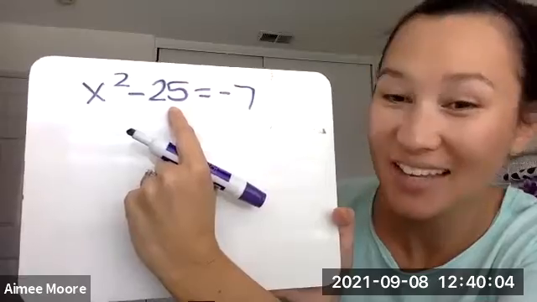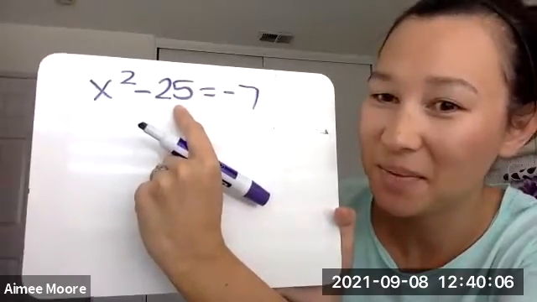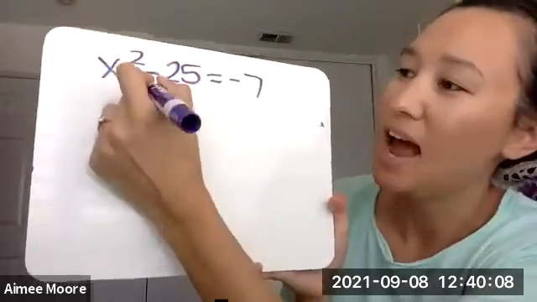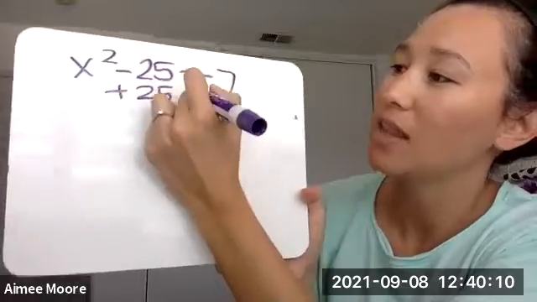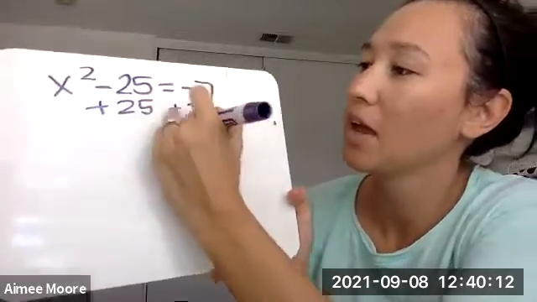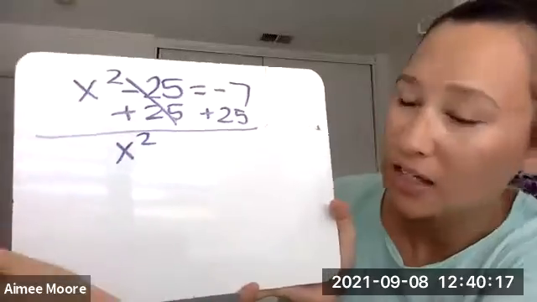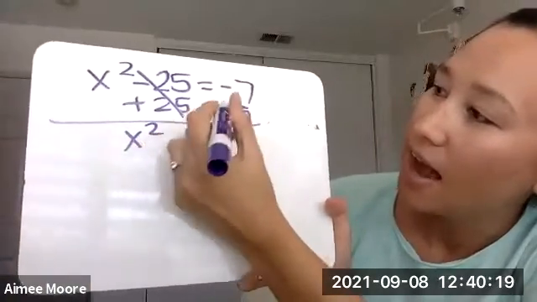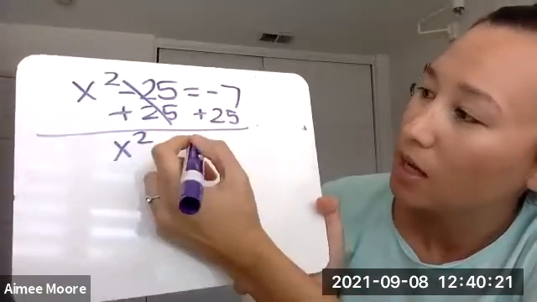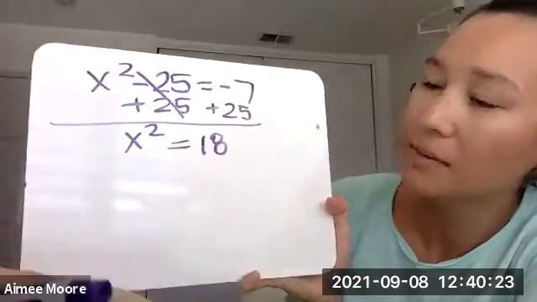You can send it to me in the chat, or you can unmute and tell me. Yes, perfect. We need to add 25 to both sides. Several people sent that in the chat. Excellent. Then those cancel out, and now I have my x squared isolated, and then I have to do just negative 7 plus 25, which is 18.